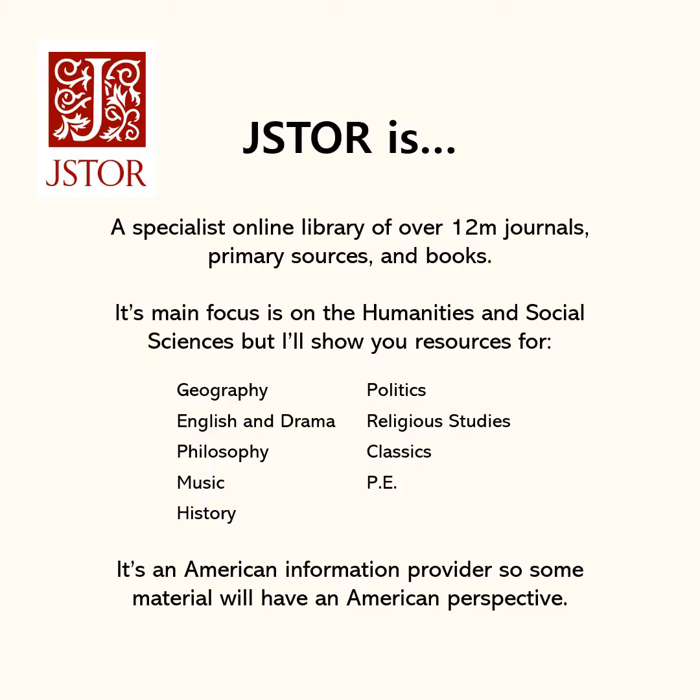For those new to JSTOR, it's a database of over 12 million journals, primary sources and books across 75 disciplines. You can think of it like a specialist online library. Its main focus is on the humanities and social sciences, and I'll show you resources for a number of different subjects. I'll show you different functionality for each, including JSTOR's topic guides, the search, browse and subscribe functions, and some of the advanced features too.